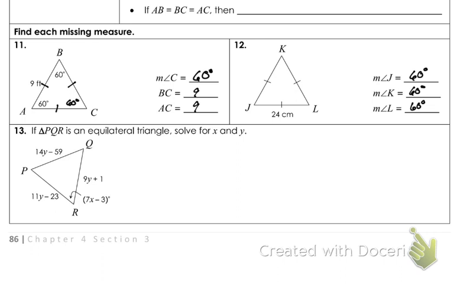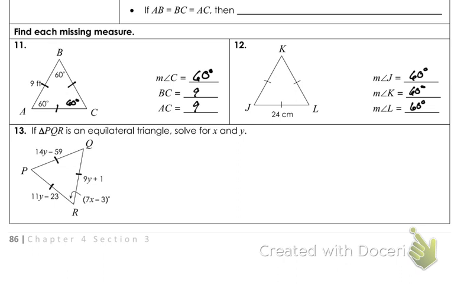Which brings us to a question like this one. PQR is an equilateral triangle. That means all of these sides are equal to each other. So if all the sides are equal to each other, we can pick any combination of the sides and put an equal sign between them. We could put 14y minus 59 equals 9y plus 1. We could put 14y minus 59 equals 11y minus 23. You could put 9y plus 1 equals 11y minus 23. That doesn't work for an isosceles triangle, but it works for an equilateral triangle.